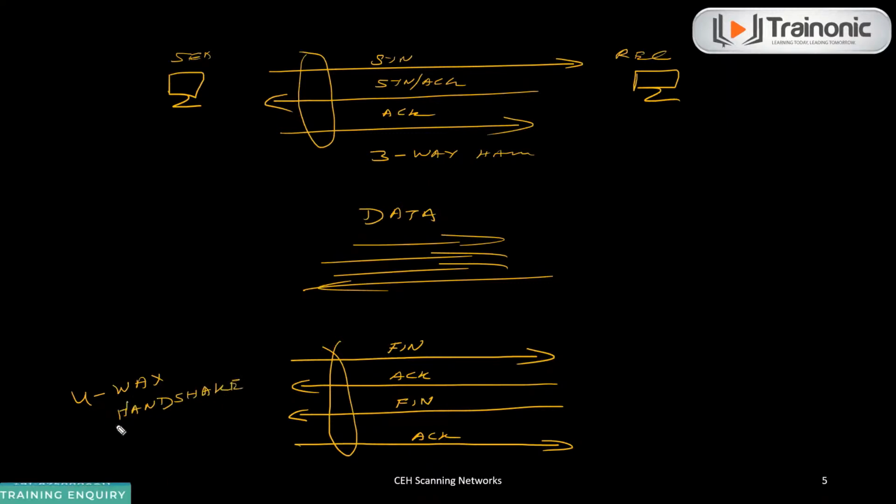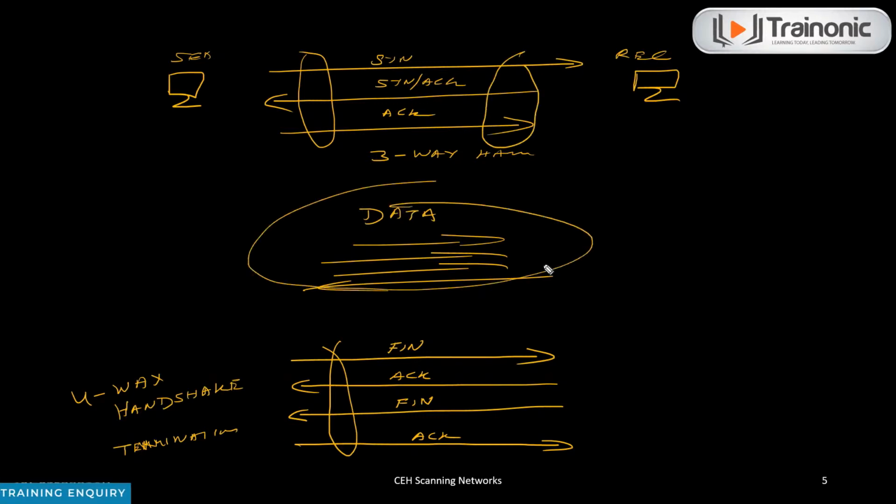Either you can state it as four-way handshake or four-way termination, right? So three-way handshake, before even sending the data, it's establishing the connection. Data has been sent. If everything is completed, then four-way handshake. That means now the connection that was established, I'm going to tear down that connection. And everything is done, then you're good to go. So this is how the FIN bit works to finish or to complete this session.